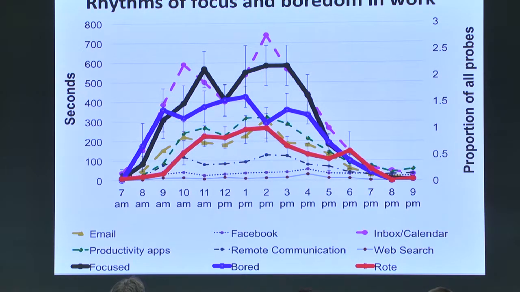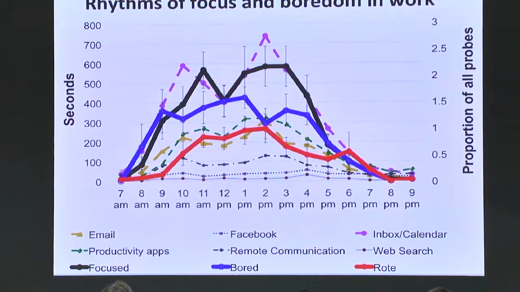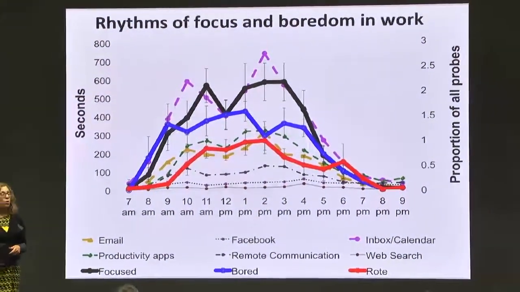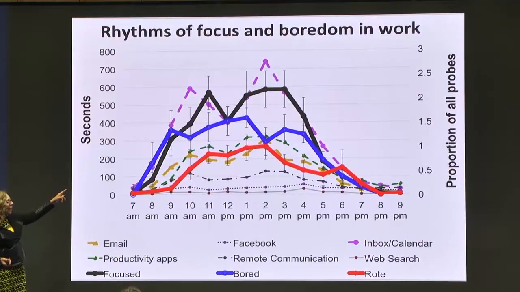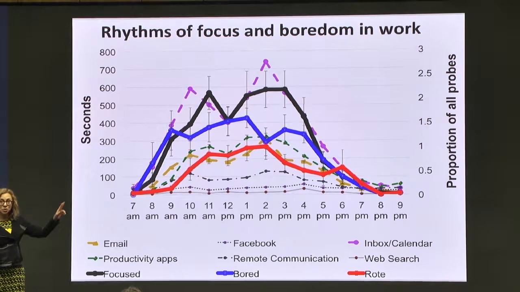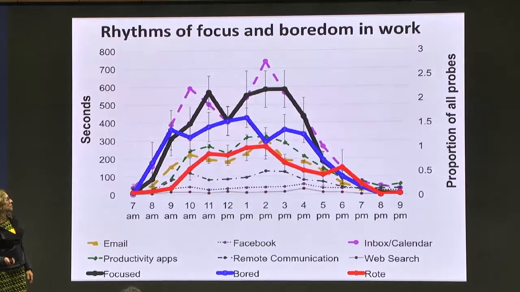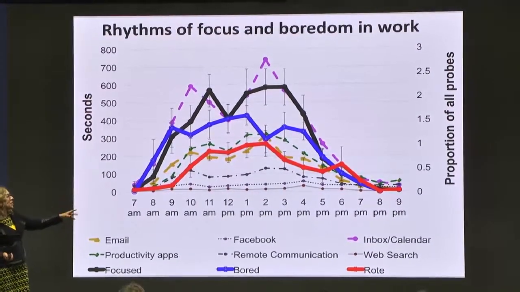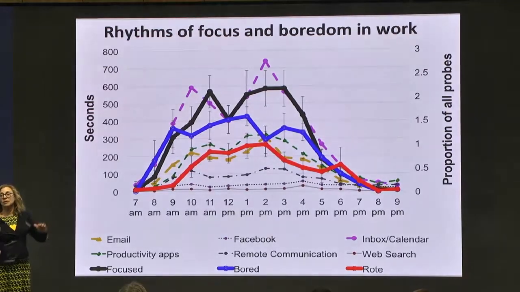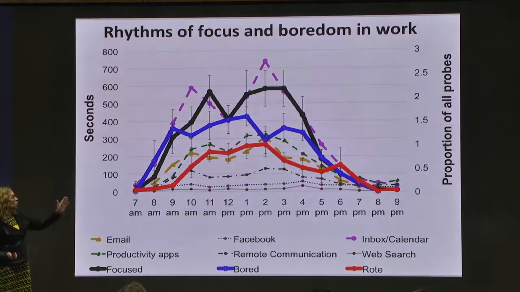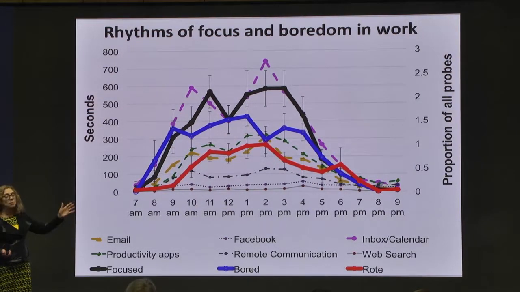Now, if we look at how attention is distributed over the day in the workplace, the black line represents people's focus of attention. There are two things that I want to point out that I think are interesting. The first, there are two peaks of attention that we see. One is about 11 a.m., about mid-morning. The other peak is roughly about 3 o'clock in the afternoon.